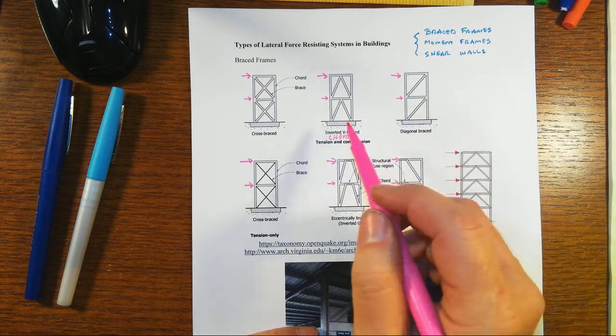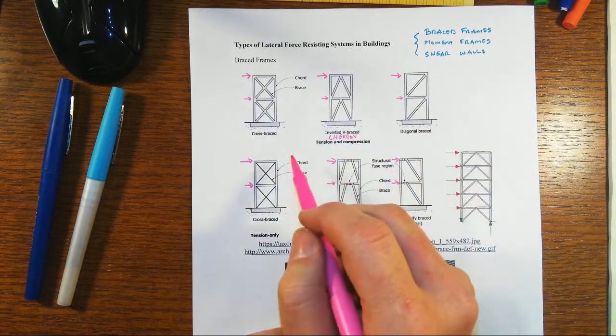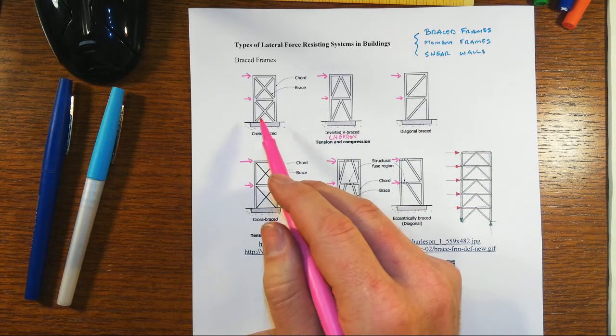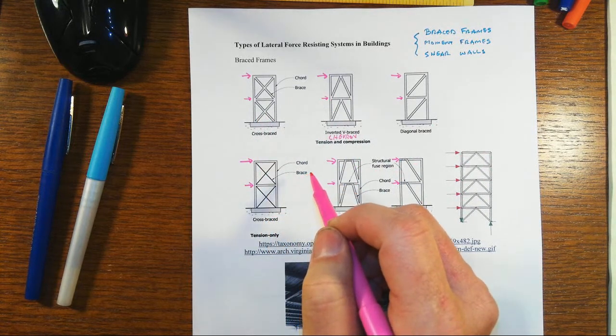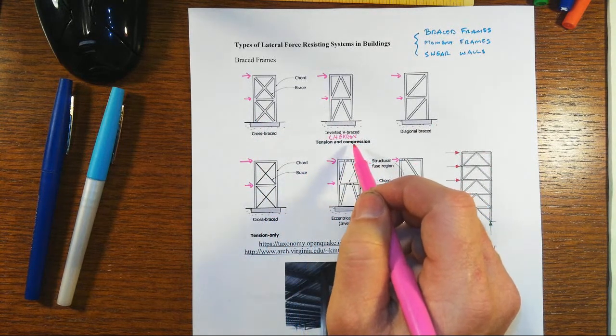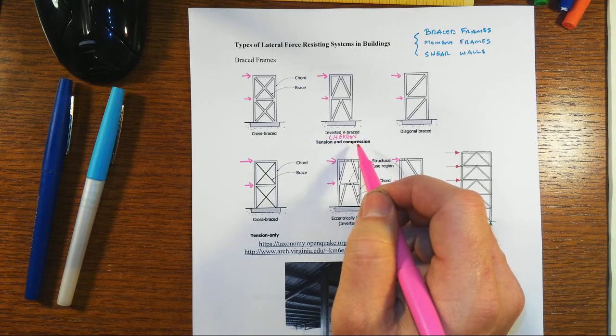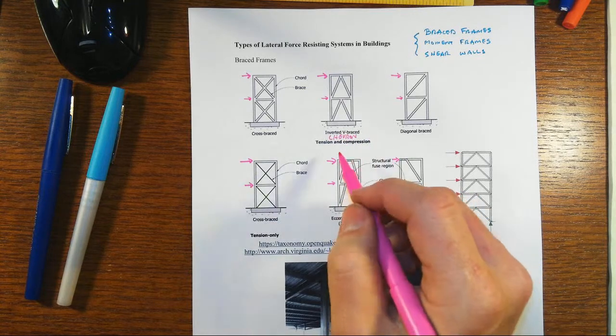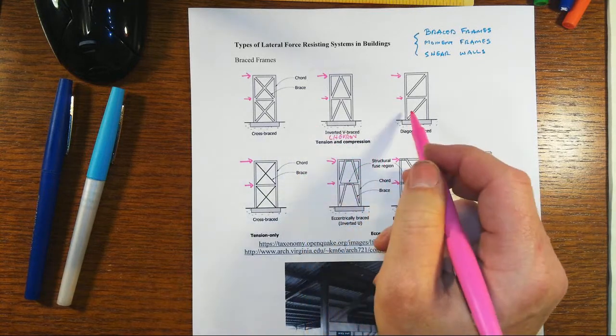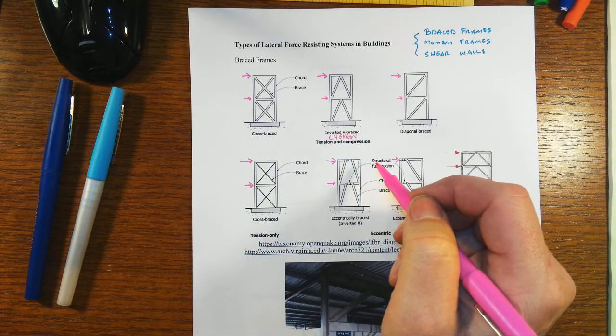And so that's really one whole class, taken together, where the braces can resist both tension and compression. They're stocky enough that they have significant buckling strength, and so these braces are regarded to be effective in both tension and compression.